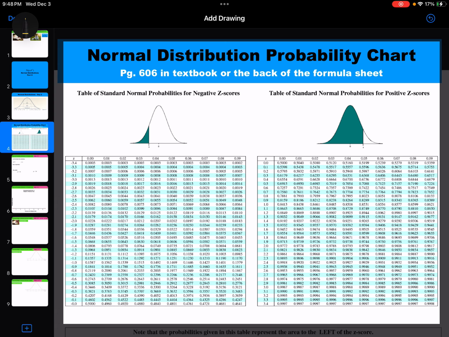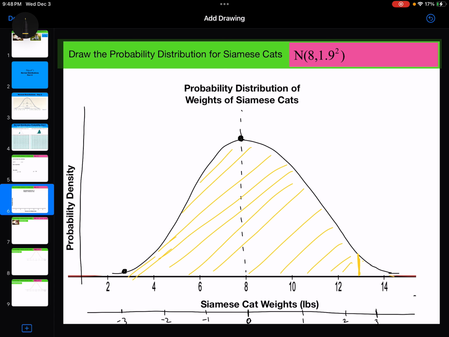Okay? But what this chart shows us is the area of the curve below a certain Z score. And it shows us all of our Z scores smaller or less than 3 standard deviations away. This one actually shows smaller or less than 3.49 standard deviations away. I'm not sure if they all show that. Some of them might just go to 3. But anyway, we want to find what percentage is below an X equaling 13.